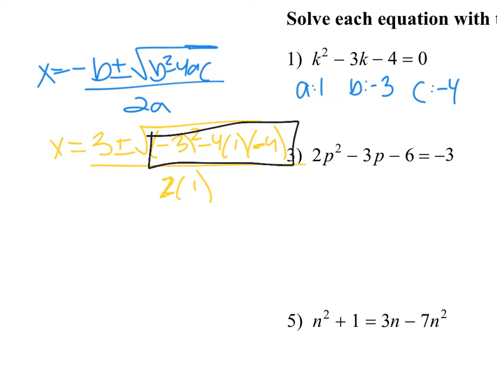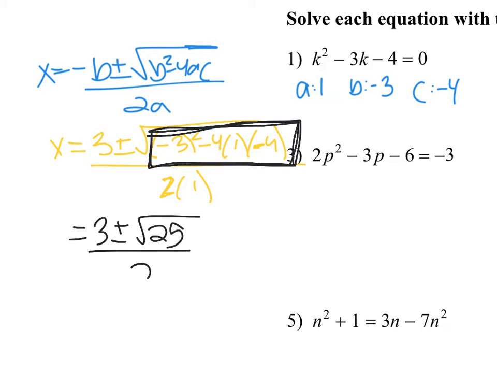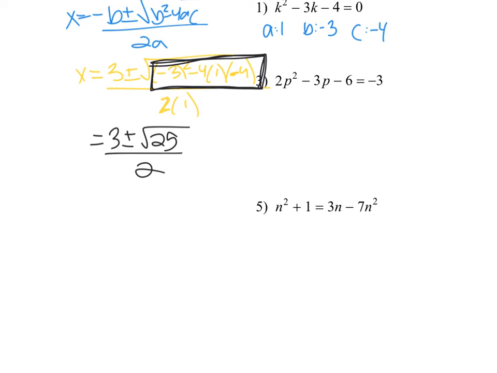So we're just going to put in, it's actually called a discriminant, the b squared minus 4ac. We're just going to simplify that. So let's see, negative 3 squared is positive 9. Don't forget your parentheses. And then we're going to have 4 times 1 times negative 4 is positive 16. So we're going to have 25. So it's going to be 3 plus or minus the square root of 25 over 2. Then what is the square root of 25? Well, that's just 5.